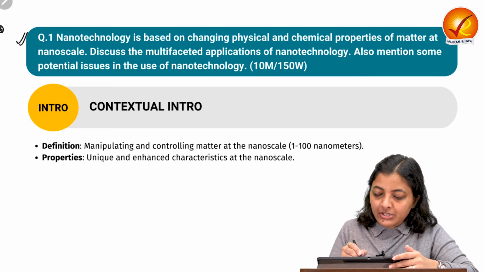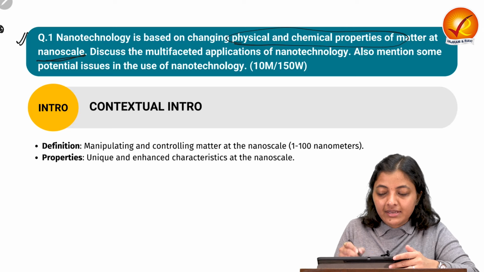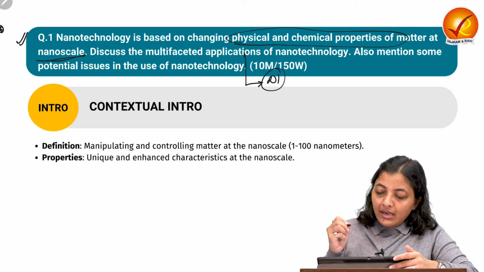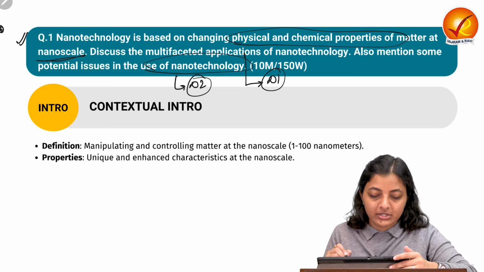Nanotechnology is based on changing physical and chemical properties of matter at nanoscale. So we need to discuss the multifaceted applications of nanotechnology. This is demand 1 of this question. And also we need to mention some potential issues in the use of nanotechnology. This is demand 2 of our question.